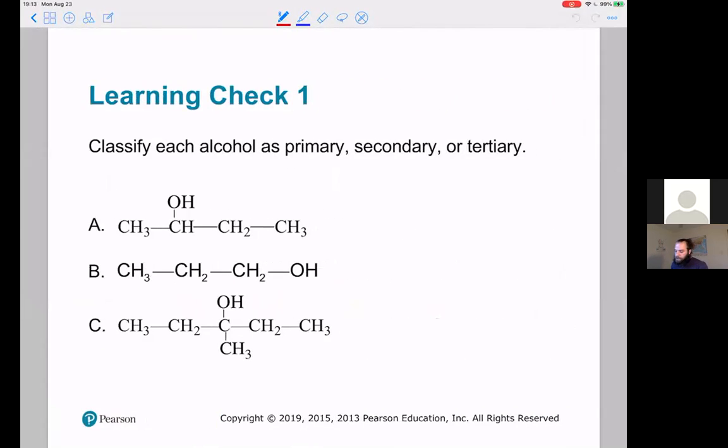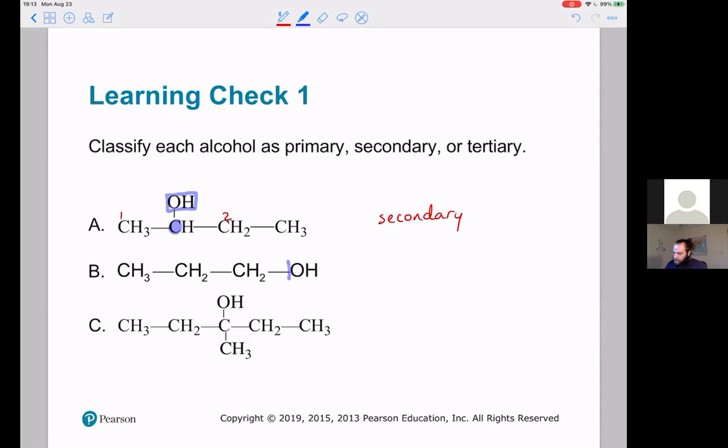Okay, so let's classify these as primary, secondary, or tertiary. We're going to find our hydroxyl group, our OH group. This is the carbon that it's bound to, and that carbon is bound to 1, 2 other carbons. So this would be secondary.